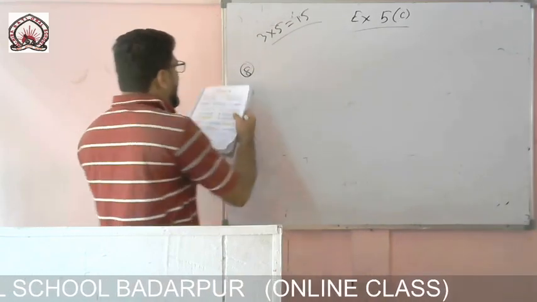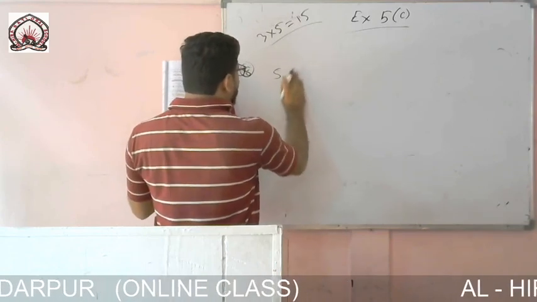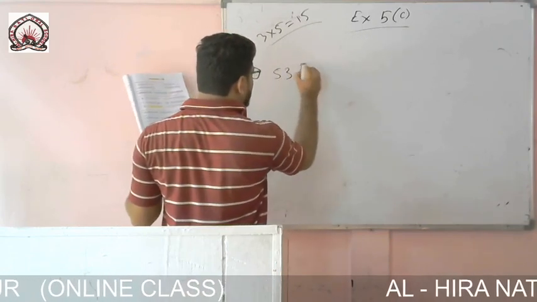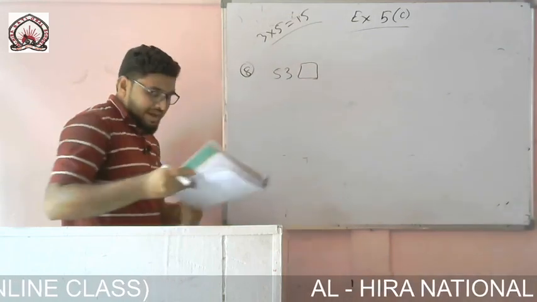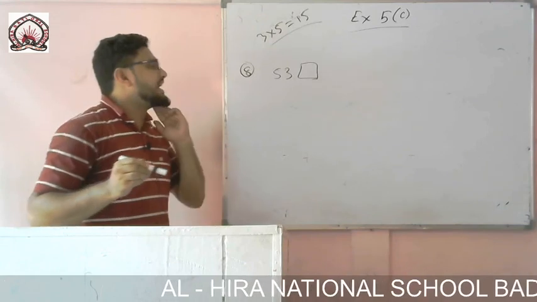We have to use the greatest number. So 5, 3. In the box, I need to use the greatest number, and it should be written so that it can get divided by 3.